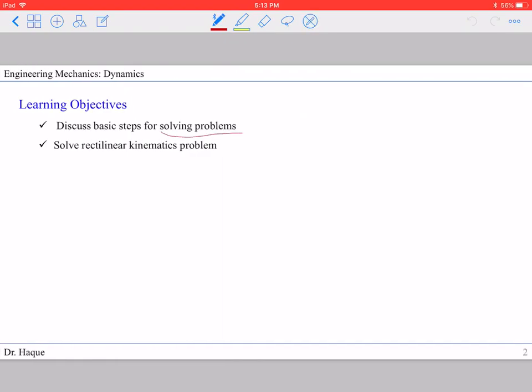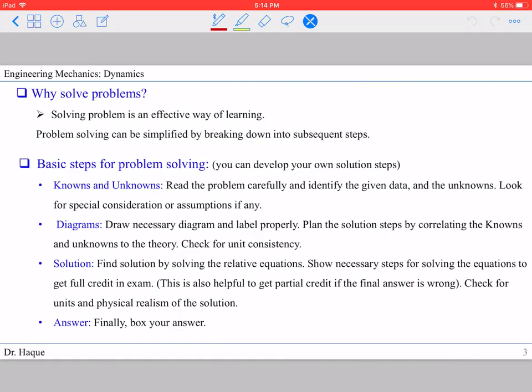Solving problems is sometimes very easy for some of us, but sometimes it is hard to figure out where to start and how to solve the problems. And it can always be simplified if we follow certain steps. So we're going to talk about that, and then we're going to solve some rectilinear kinematics problems. So let's move to the next slide.